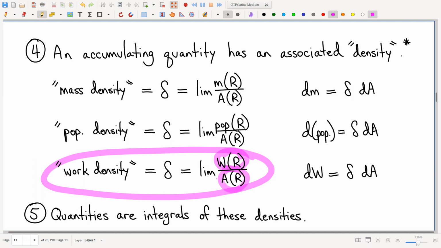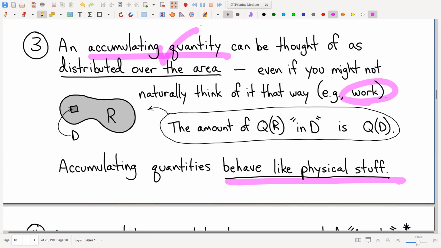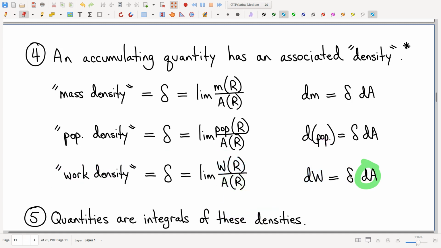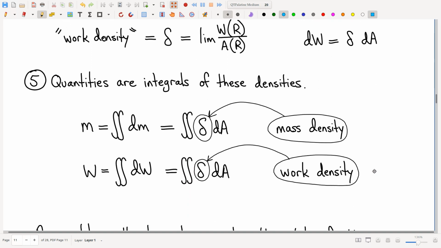I know that this is going to be a reasonable thing because work is an accumulating quantity. It therefore behaves like stuff, and so this is fine. I can talk about work density, even though it's not a physical density. It's still stuff per unit size in a way that makes sense. And again, this is something that I can multiply by areas to get work. I know it's weird. It's weird, but it makes sense.